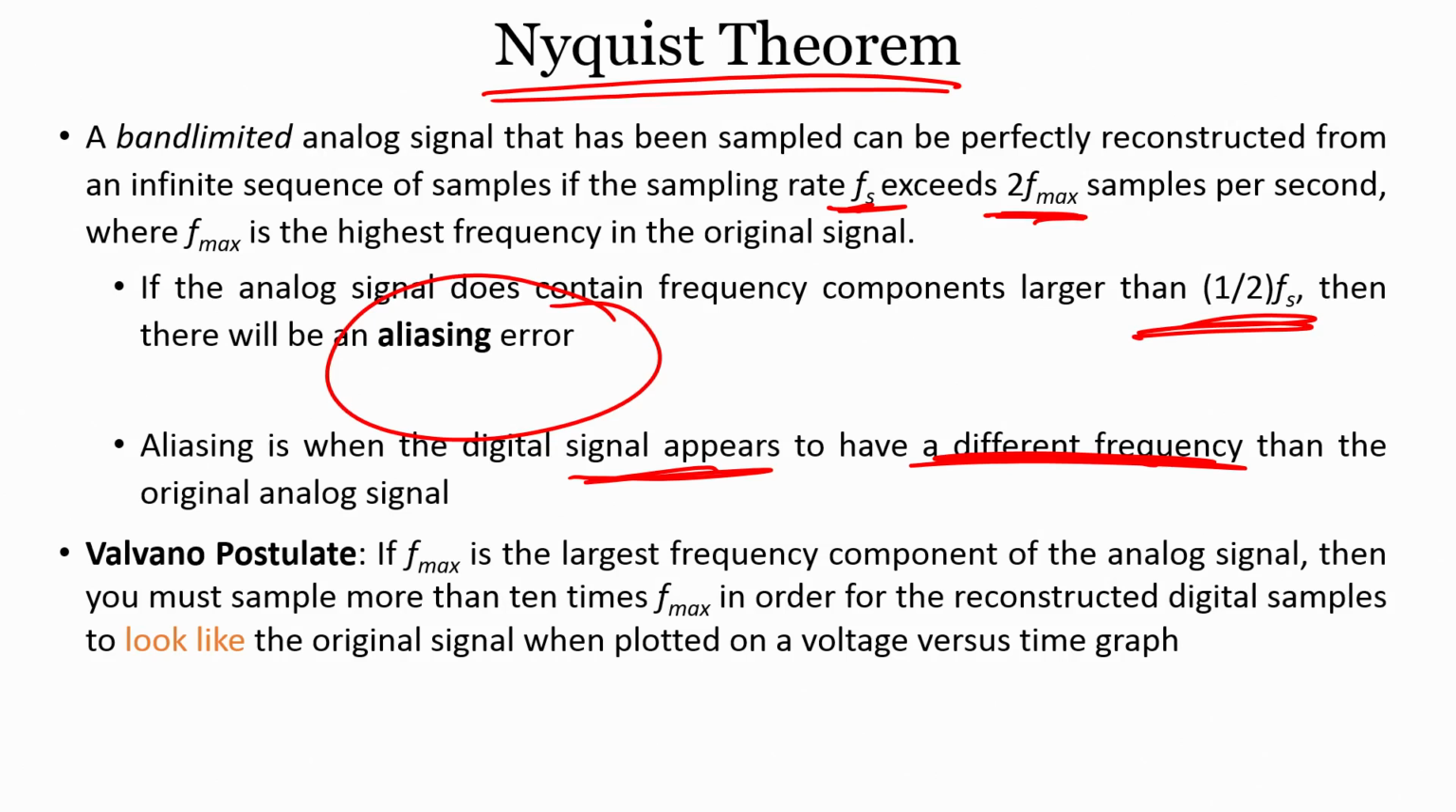And then there is the Velleman postulate, which says that if f max is the largest frequency component of the analog signal, then you must sample at more than 10 times f max. Why? In order to reconstruct digital samples to look like the original signals when plotted on a voltage versus time graph. So, if you sample at 10 times f max, then you can reconstruct your digital samples to look exactly like your original analog signal.